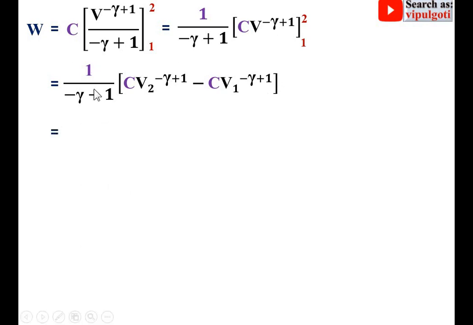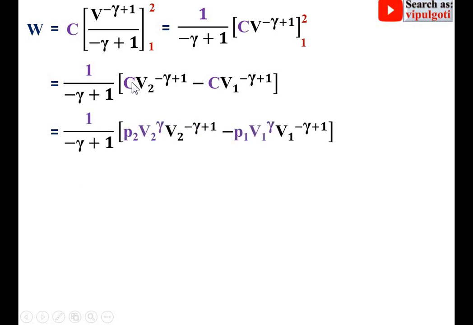Now further simplification. So this is as it is, and you know that PV raised to gamma is equal to constant. So I can say P2 V2 raised to gamma is equal to constant, and here P1 V1 raised to gamma is equal to constant. So I have in short put the value of C as P2 V2 raised to gamma, and here C as P1 V1 raised to gamma. Now further simplification. So once again this is as it is, and here you can say P2 as it is. Now simplification of these two, so gamma and gamma will be cancelled, so it is V2 only. Similarly over here P1 as it is, and here gamma and gamma is cancelled, so V1 is remaining.